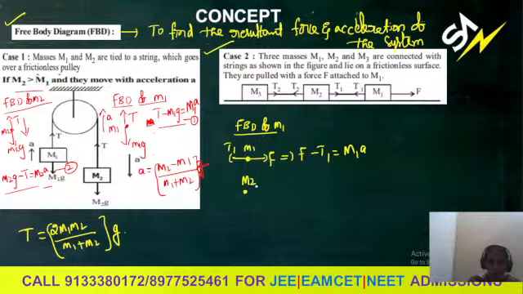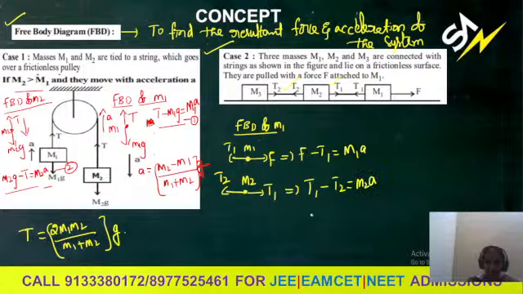Next, draw the free body diagram of M2. On M2, along the direction of motion, there is T1, and in this direction, T2. So the net force acting on M2 means T1 is along the direction of motion, T2 is in the opposite direction, so T1 minus T2 is the net force. Net force means mass into acceleration. As they are connected with the string, they can have the common acceleration.